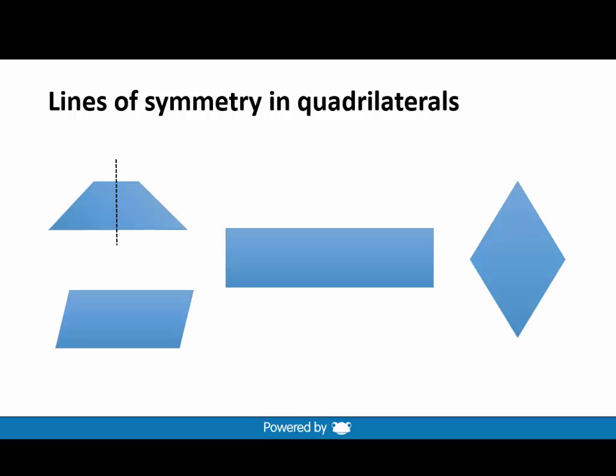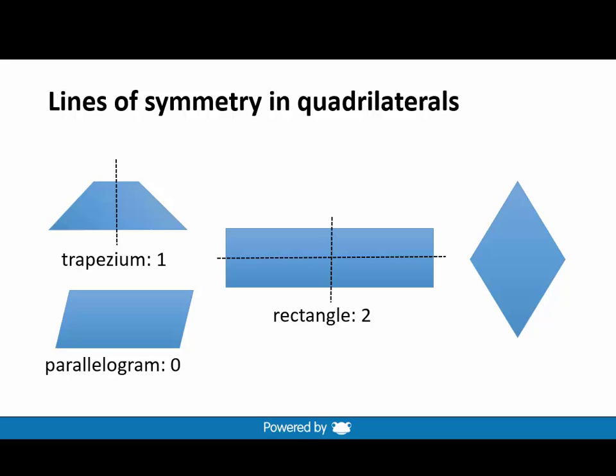We look at quadrilaterals. The trapezium has only 1 line of symmetry. The parallelogram has no lines of symmetry. The rectangle has this line and this line. It doesn't have any through the diagonals because this wouldn't give us a line of symmetry. So it only has 2. And if we look at the rhombus, here and here, it has 2 lines of symmetry.